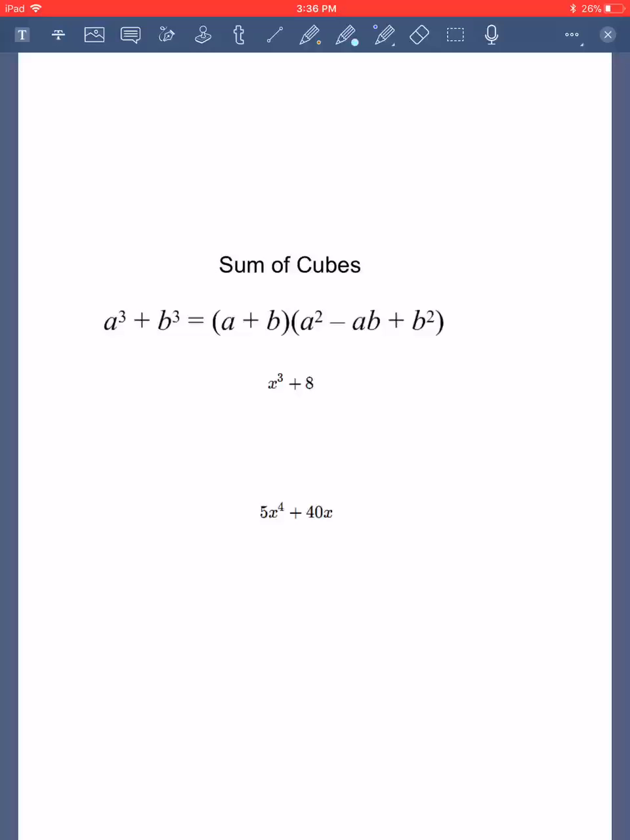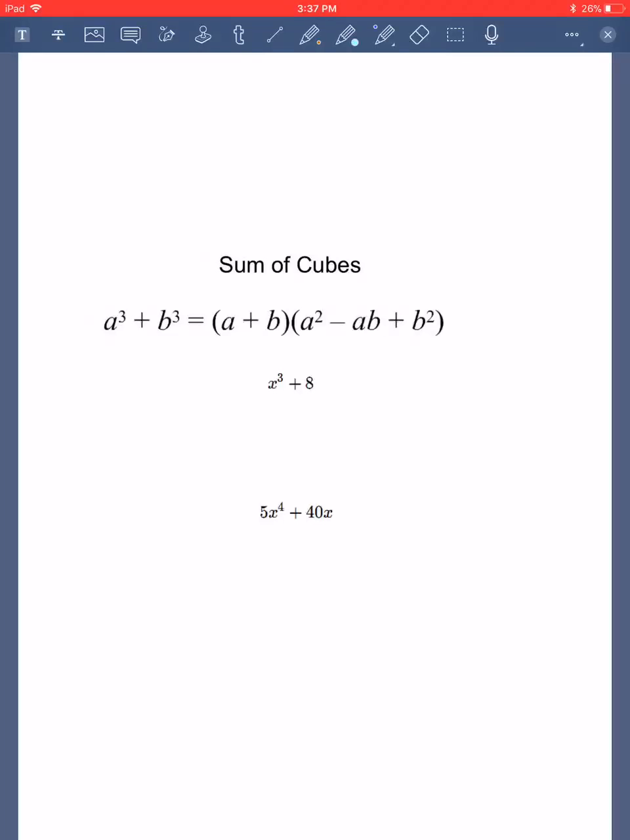Okay, these notes are over factoring polynomials using the sum and difference of cubes. So here, a cubed plus b cubed equals a plus b times a squared minus ab plus b squared. And just imagine a and b are either numbers or variables, whatever you want them to be. We don't need to memorize that though, because there is actually an acronym to help us memorize our steps.